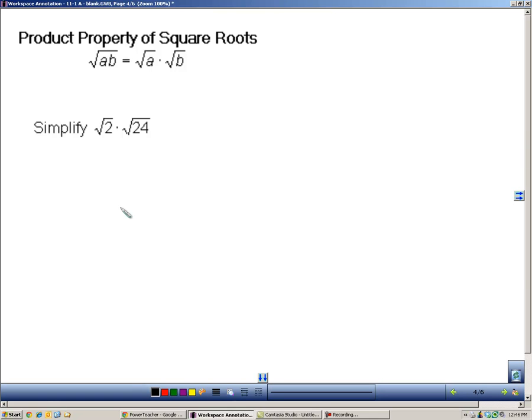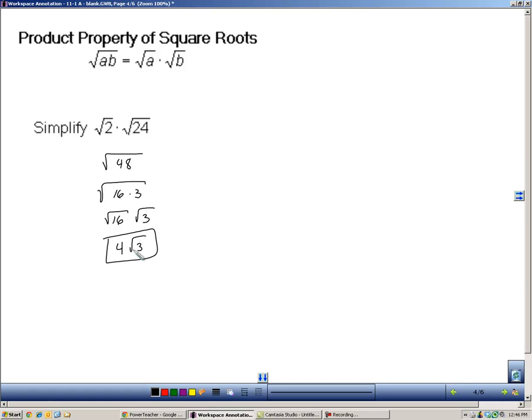Here's another example using the product property. The property also works in reverse, so root 2 times root 24 becomes a root 48. So my goal is to try to find a perfect square in 48. Well, 48 is 16 times 3. And since 16 is a perfect square, I could make it the square root of 16 times the square root of 3. And the square root of 16 is 4.